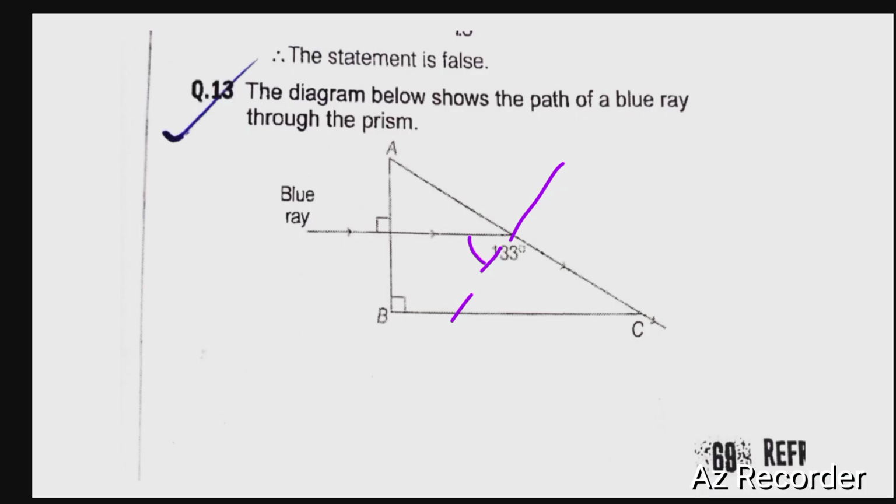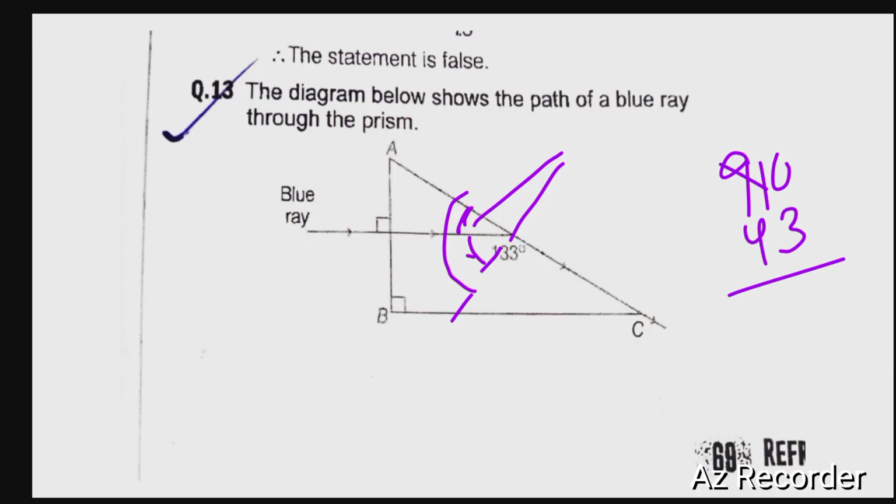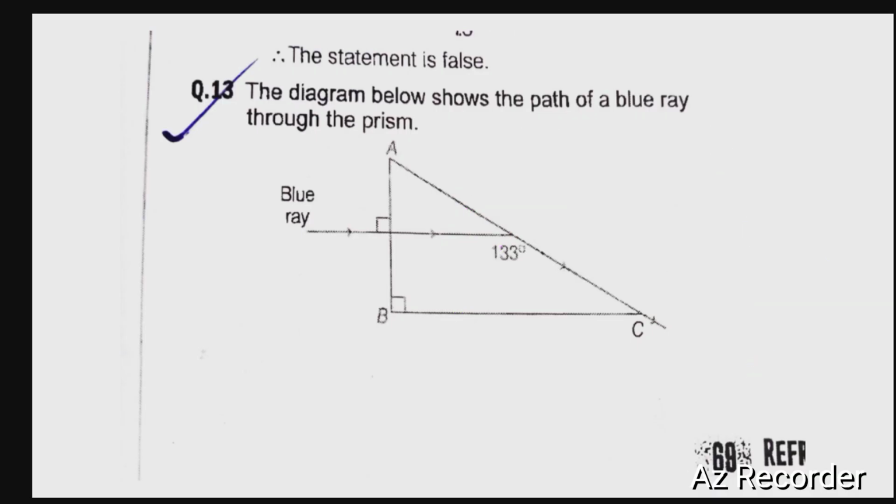So how do we calculate this particular angle? The total angle measurement is 90 degrees, out of which 43 has been dedicated to this part. So the balance, this angle, will be 90 minus 43, which will be 47 degrees. So the measurement of this particular angle will be 47 degrees and this angle will be 90.